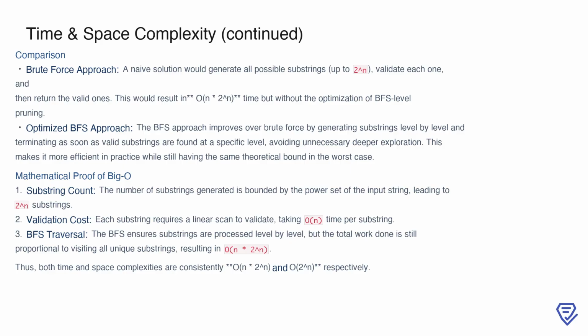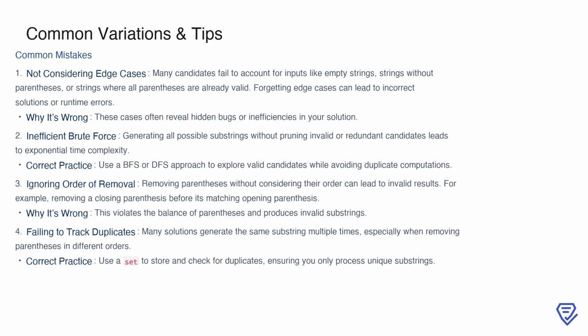When working on this problem, there are a few common mistakes to watch out for. First, failing to consider edge cases can be a significant issue. These include inputs like empty strings, strings without any parentheses, or strings where all parentheses are already balanced. Overlooking these scenarios can result in bugs or unexpected runtime errors, as they often reveal weaknesses in your logic. Another mistake is relying on an inefficient brute force approach, generating all possible substrings without pruning invalid or redundant candidates.